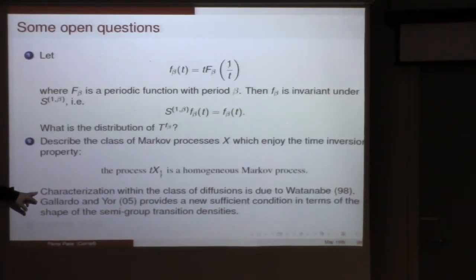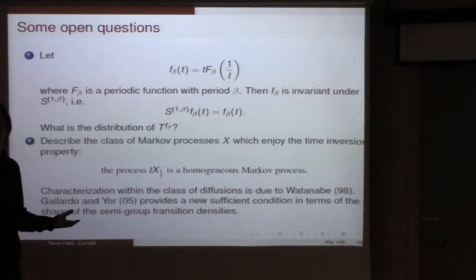So I just mentioned that Watanabe characterized completely the class of diffusions satisfying this, so it is the Brownian motion and the Bessel process. And Gallardo and Yor provide a sufficient condition in terms of the transition densities, but the problem is that you can get only one additional example, the so-called Dunkl processes.